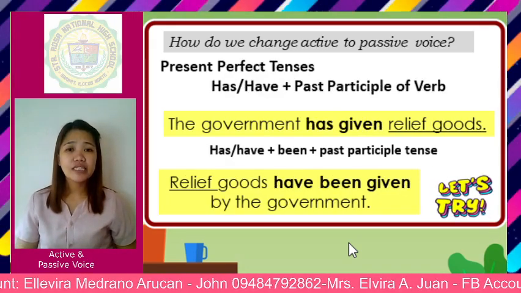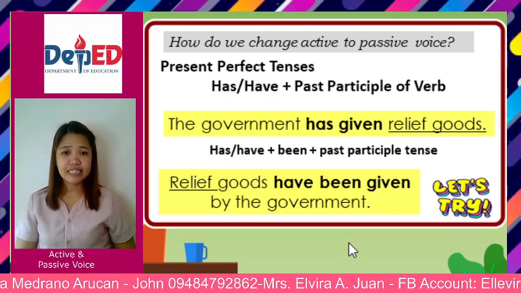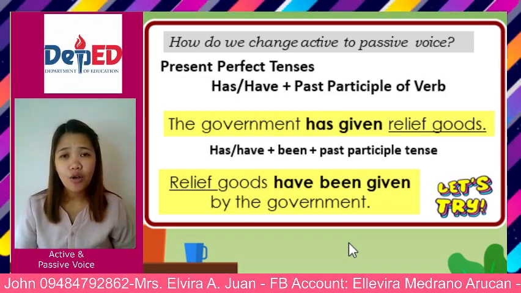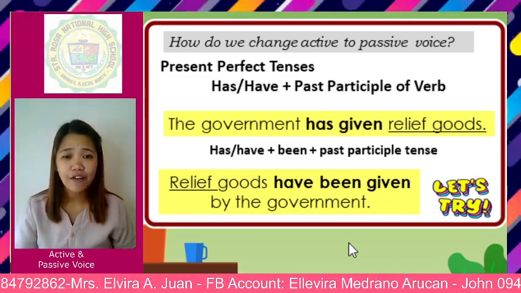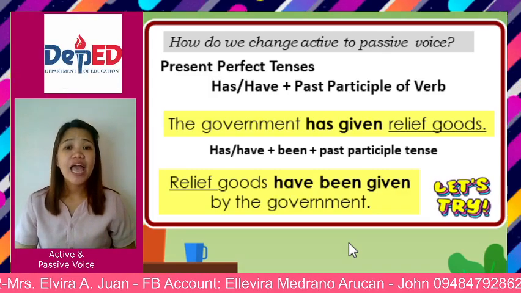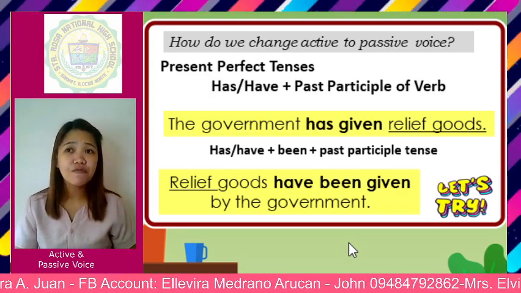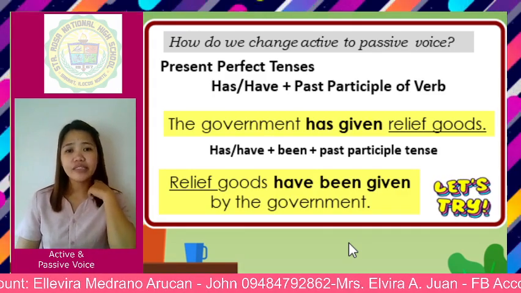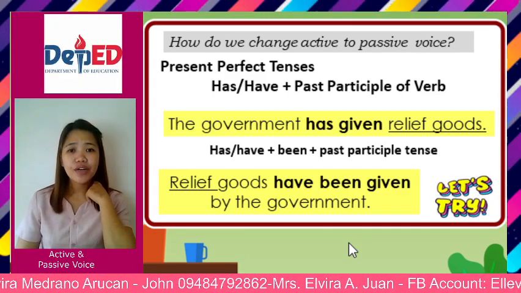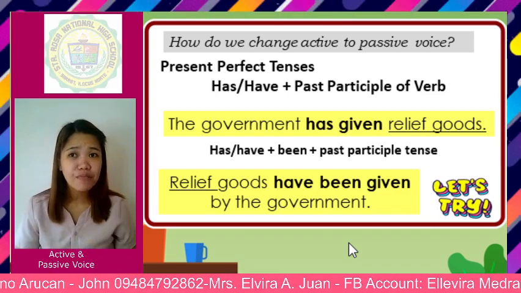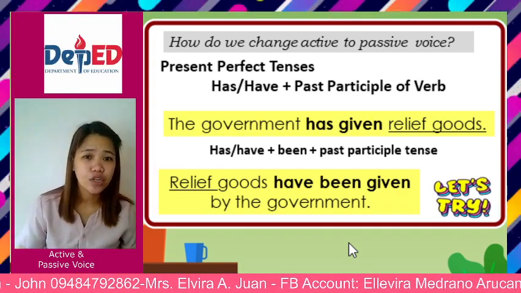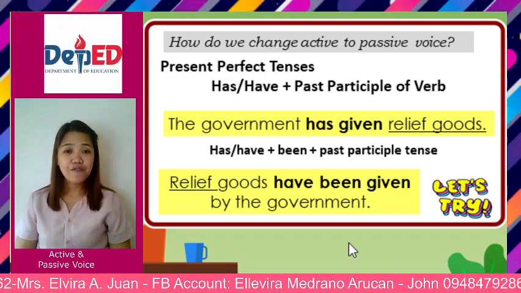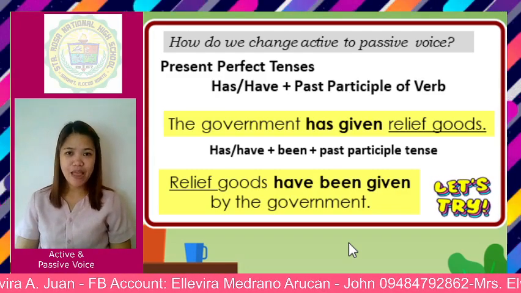The next one is present perfect tenses. When we talk of present perfect tenses, we have the use of has or have plus the past participle. Has given, has received, has walked, like that. Okay, so we have here, the government has given relief goods. So it will become relief goods have been given by the government.